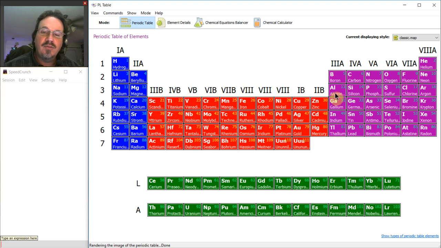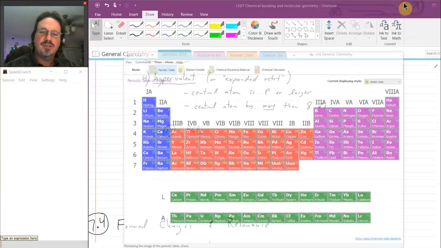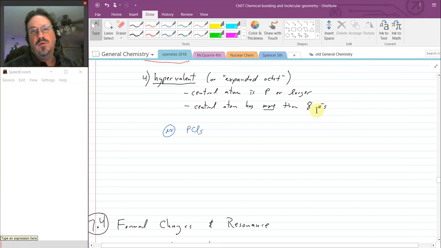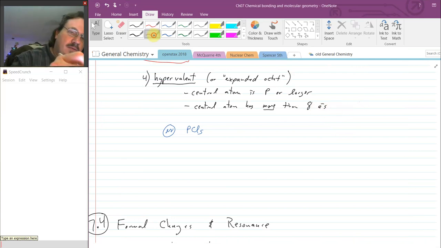You could argue the same thing for aluminum, silicon. Just don't see that very often. Once in a while, I think I've seen it with silicon. I don't know if I've ever seen it with aluminum. Phosphorus is the first one that you typically see it on, and then anything really beyond that, they're all big enough where they could expand their octet. That's a kind of strange phrase, an expanded octet, but you'll see that used. It just means we go more than 8. So if you've got phosphorus or bigger, be prepared for that to happen.